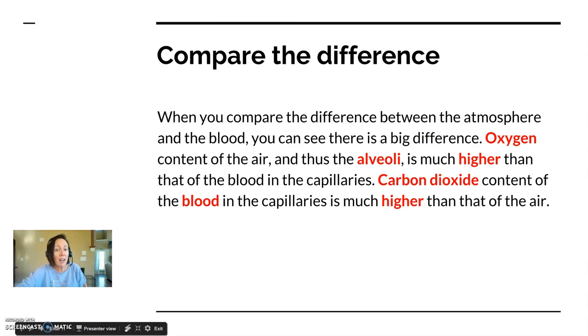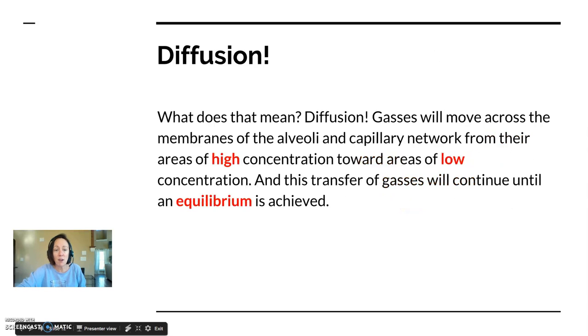So when you compare now the difference between what's in the air we breathe and what's circulating throughout our system, throughout our blood, oxygen in the air, which is equal to the oxygen in our alveoli, because we breathe that in, is a lot higher than the amount of oxygen in the blood. And the carbon dioxide of the blood is a lot higher than that tiny amount that's out in the air that we breathe. So who cares? What does all that mean?